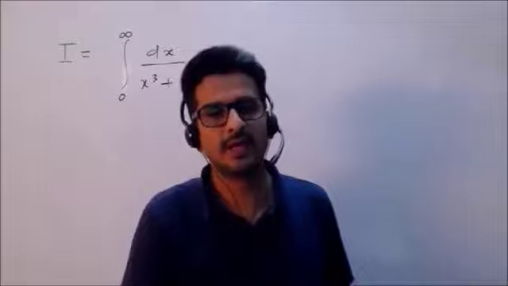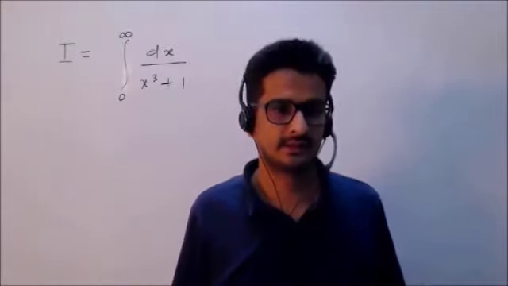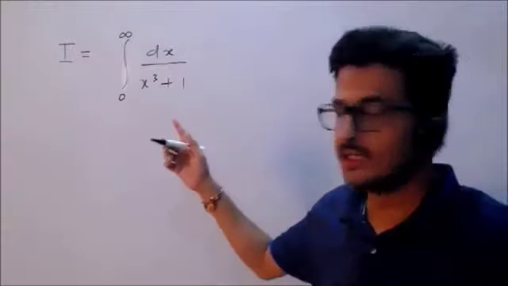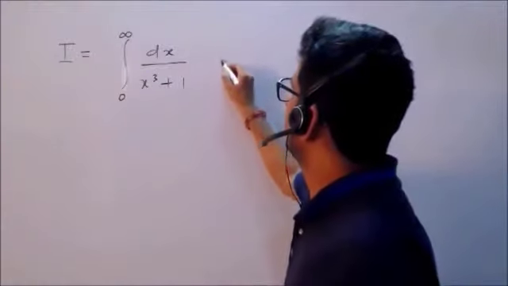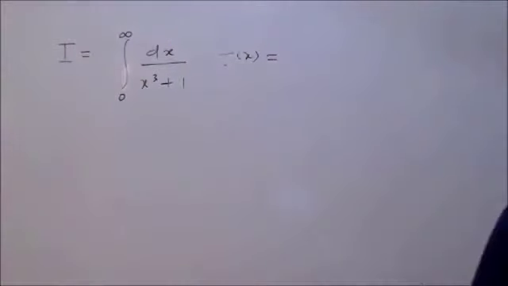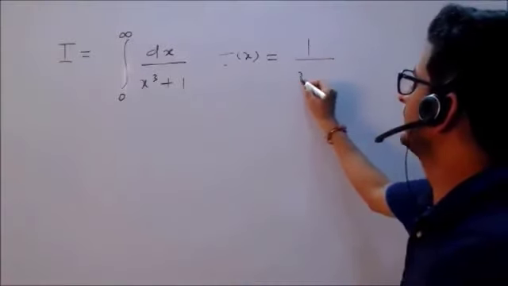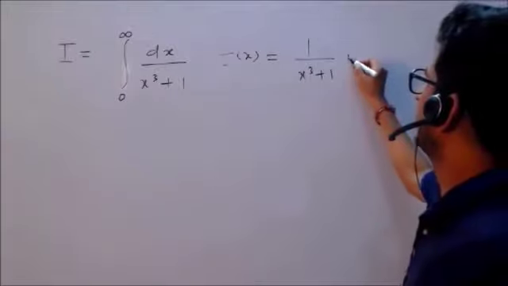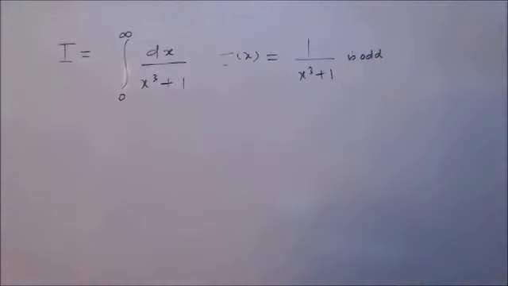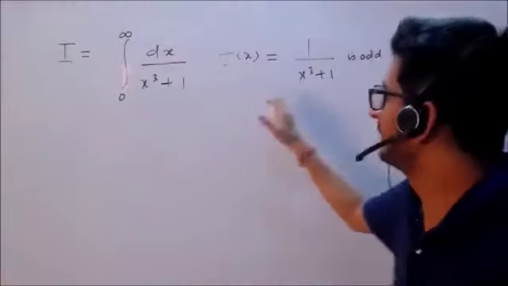Okay, before that, you have to decide a contour that will suit this. So he's absolutely correct that since this is an odd function... f(x) is equal to 1 upon x cube plus 1, and this is odd. So this is an odd function.